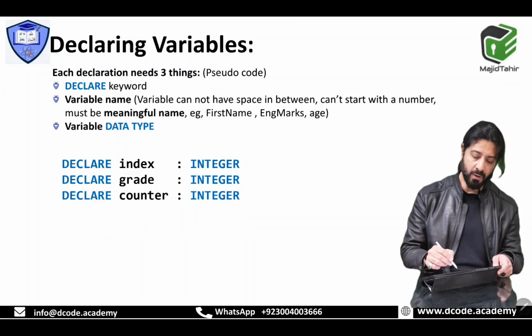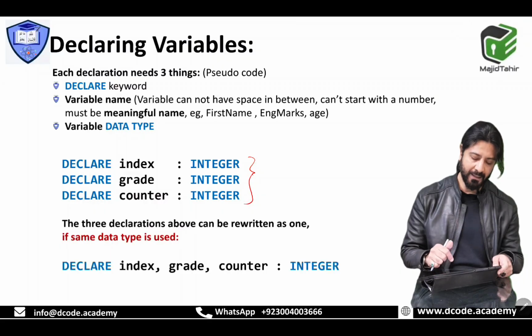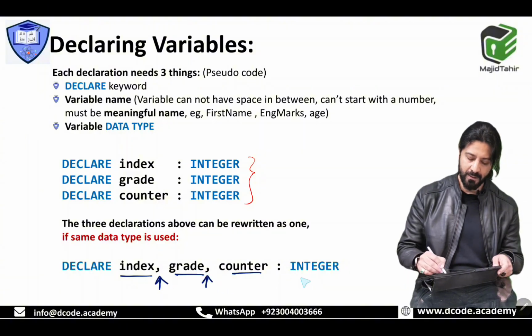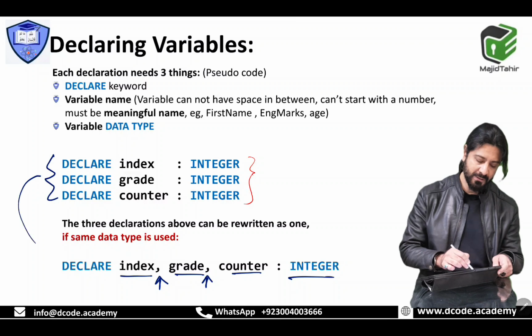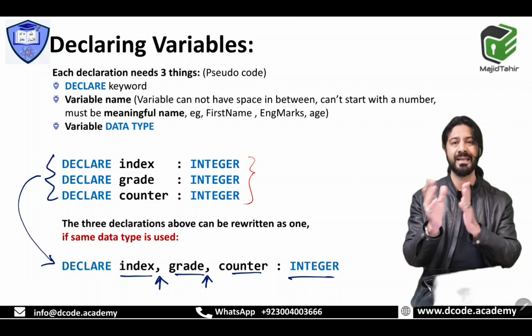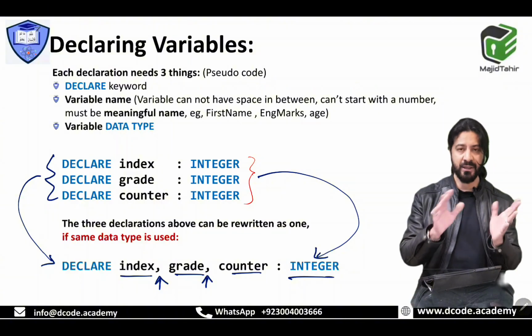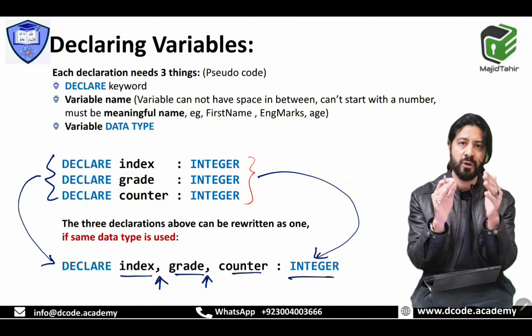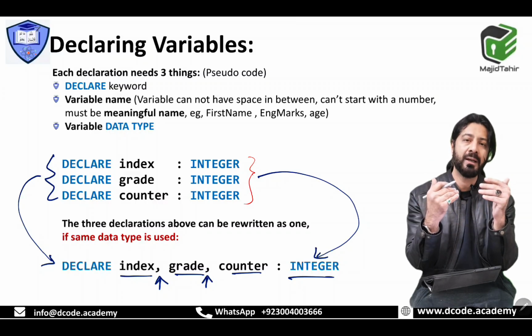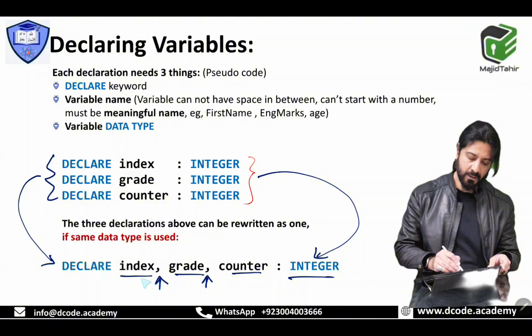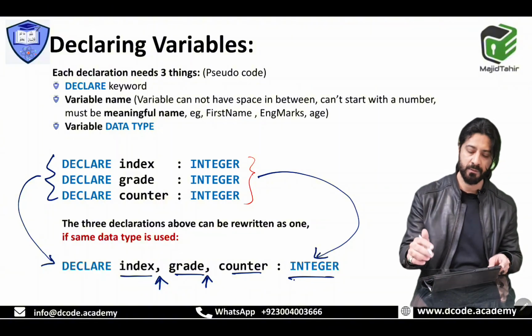So if you have all three variables of the same data type, you can declare them in a single line like this. For example, declare index, grade, counter. You can separate them with a comma, and then integer. So all these three variables can be declared in a single line if they have the same data type. If the data type is different, then you have to declare them separately. But if the data type is the same, then you can declare them in the same line, separated by a comma, and then giving a data type.